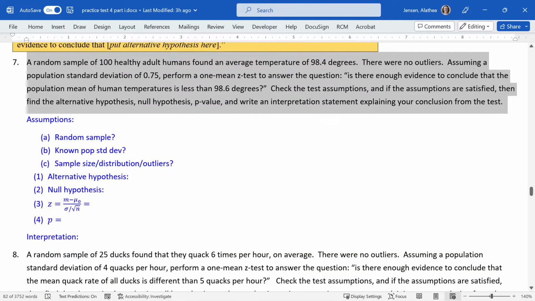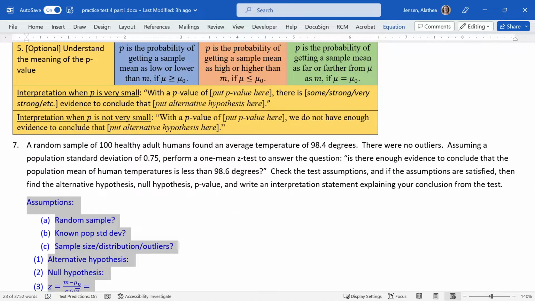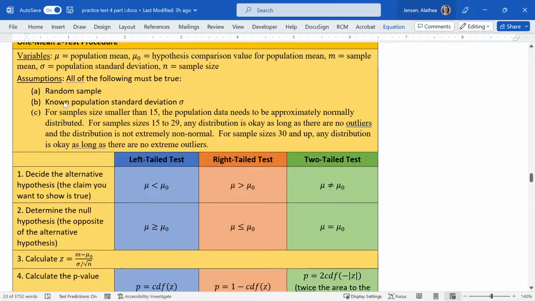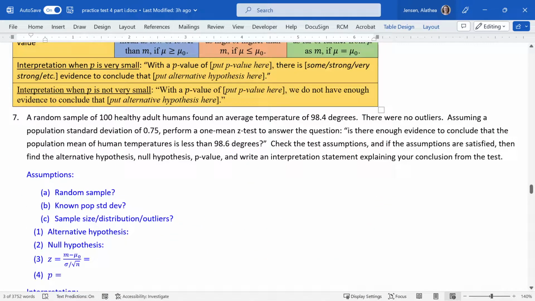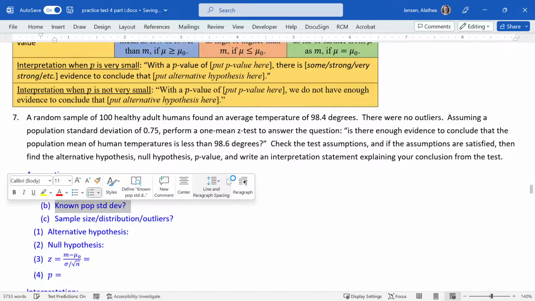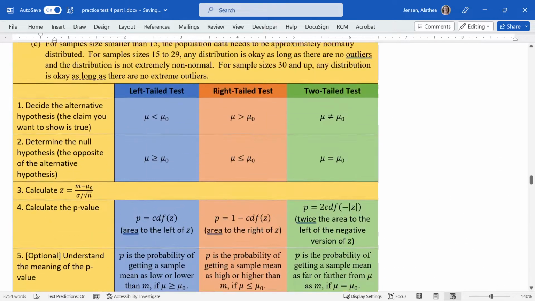So I went ahead and put the sort of question outline here just to help me get through these more quickly. All right, so let's start by checking the assumptions. So the first assumption, A, is that we have a random sample. So do we have a random sample in this question? Well, it says we do. So I'll put yes. B is, do we know the population standard deviation? So we are told to assume that it's 0.75. So that's yes. And then the last one is about sample size, distribution, and outliers.